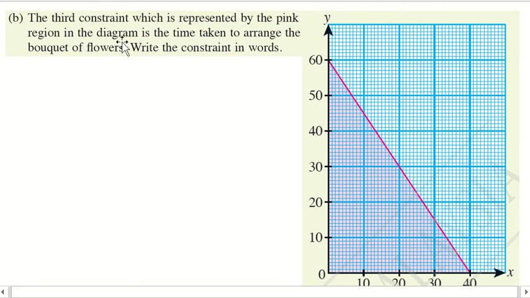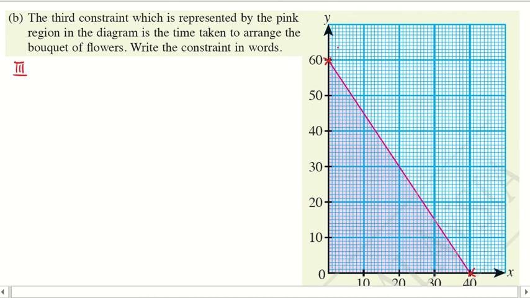So look at here. The third constraint is represented by the pink region. This is the pink region. Then this is the time taken to arrange the bouquets of flowers. Write the constraint in words. Okay, then what is your third constraint now? How are you going to form it? It's very simple. We form the equation. Still remember how to form the equation?